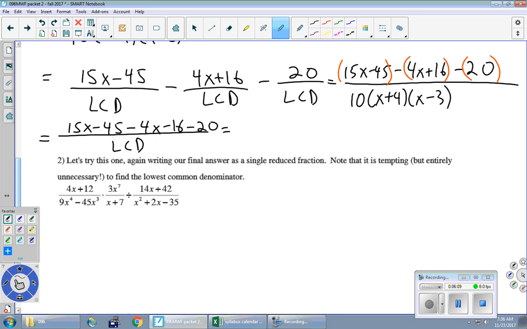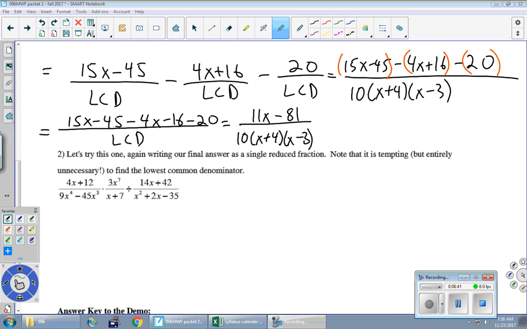okay, so now we combine like terms. I see 15x and I see 4x, and they're subtracted, so that's 11x. And then we've got lots of constants floating around, minus 45, minus 16, minus 20. Let's see, 60, I think that's 81. Hopefully I've got that right. And because this is my final answer, I'm going to write the denominator out. And like I said before, don't ever bother distributing downstairs at any point for these problems. So 11x minus 81 equals 10 times x plus 4 times x minus 3.